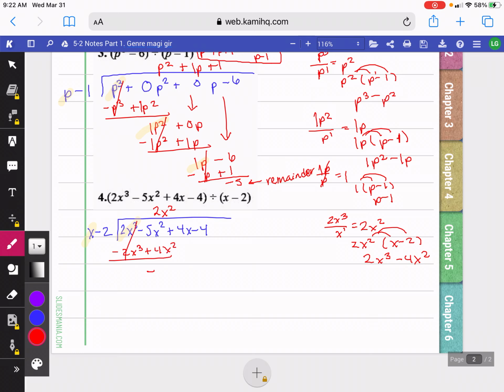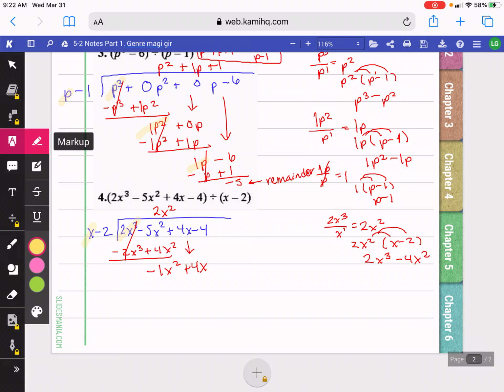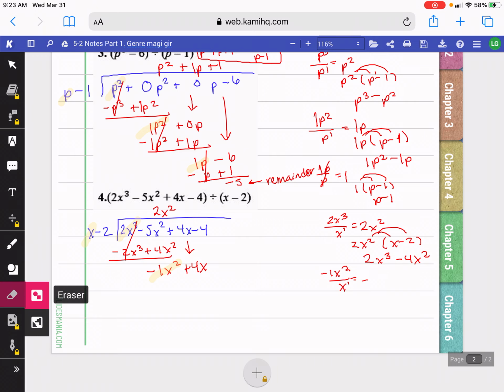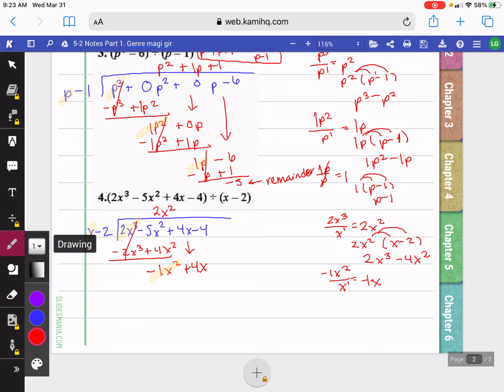So right now I get negative 1x squared. I can bring down my 4x. And I repeat. So I'm going to divide negative 1x squared by x. It's imaginary 1. This comes out to negative 1x, which goes in my answer. And I can multiply negative 1x by x minus 2. That comes out to negative 1x squared plus 2x. Here I remember to change the signs.